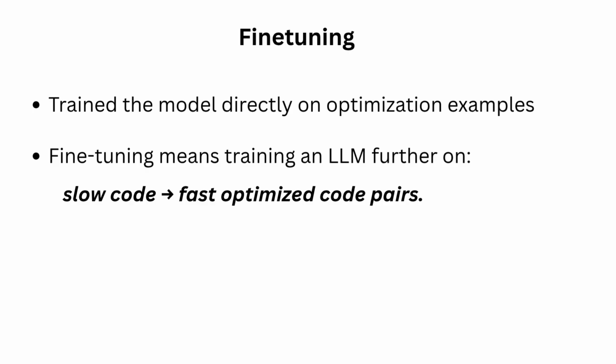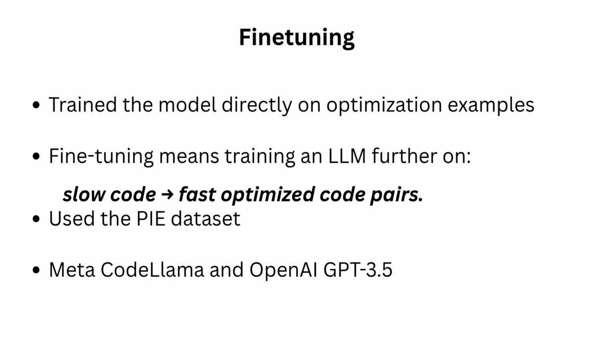Fine-tuning means taking a pre-trained large language model and training it further on pairs of slow, unoptimized code and fast, optimized versions of that same code. Using these examples, the model gradually learns common optimization patterns and techniques directly from data. For this, the authors used the PIE dataset, which contains thousands of real code optimization examples. They fine-tuned models from two major families, Code Llama models and OpenAI GPT-3.5.